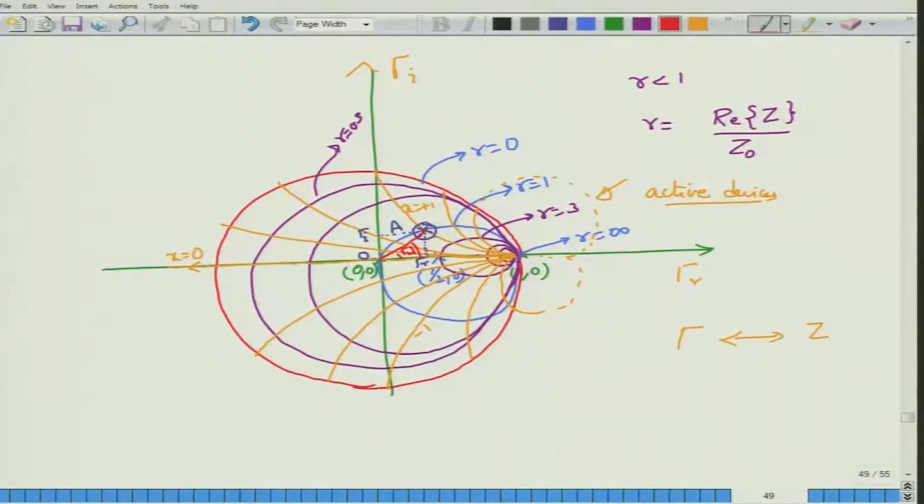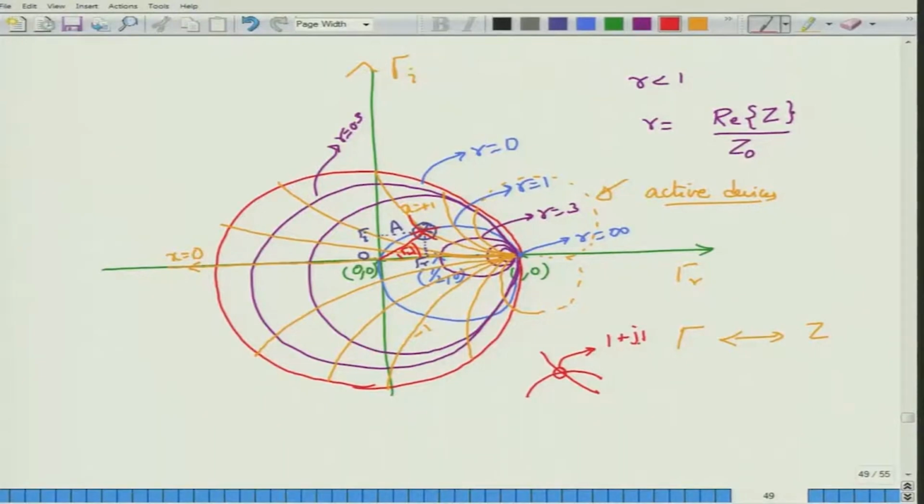But on this chart I have circles as well as these arcs. So I have an r equal to 1 circle passing through this point. I also have an x equal to plus 1 circle passing through this point. So this is actually an intersection of an r equal to 1 and an x equal to 1 point. Therefore the corresponding impedance at point A will be given by 1 plus j1.